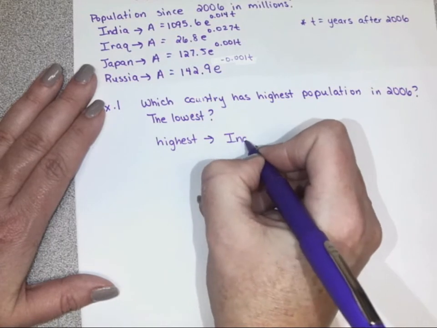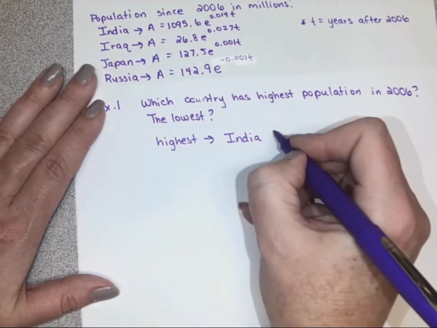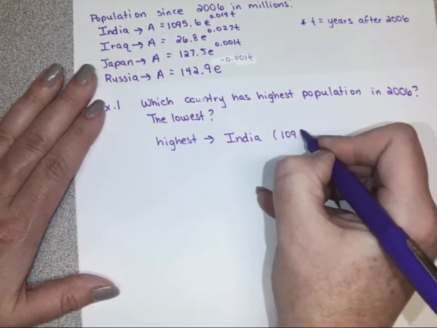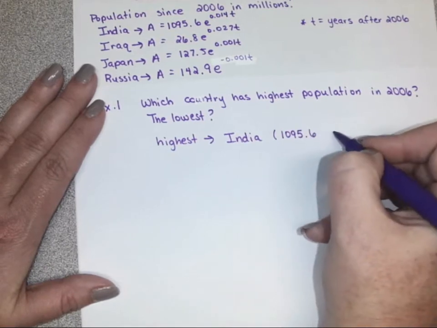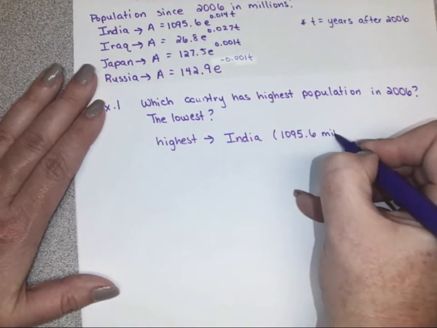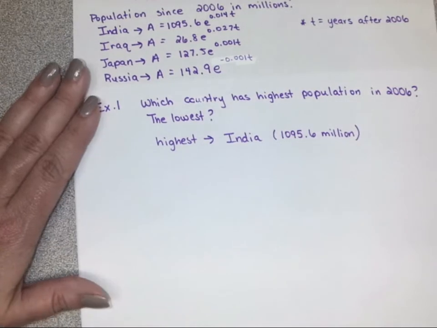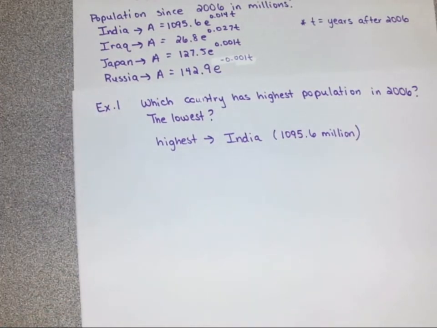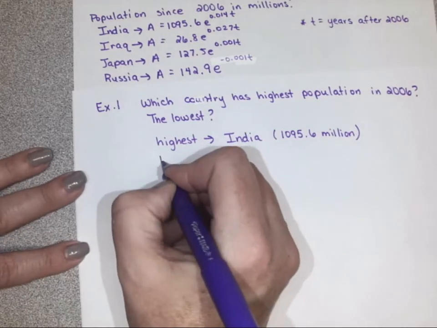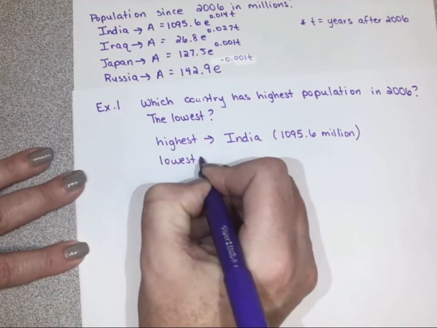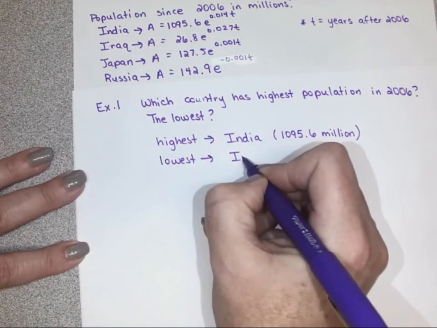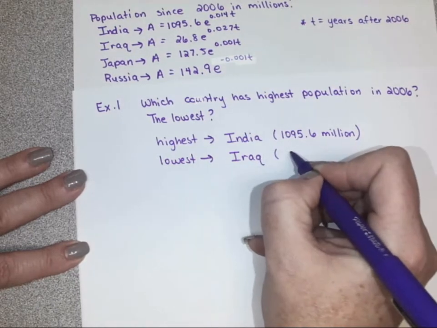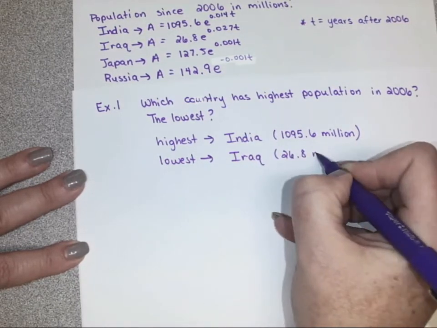India definitely has the highest starting population, right? Their starting population was 1,095.6 million. Just so you know, that's actually 1,095,600,000. You don't really say 1,000 million, it's actually a billion. What about the lowest population? Iraq. Because they have how much? 26.8 million.